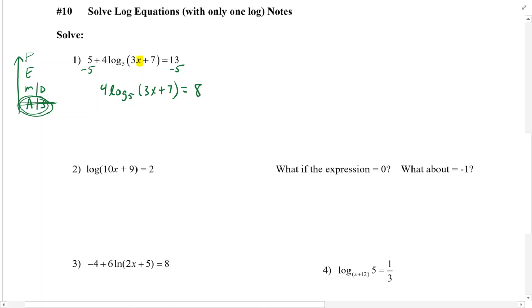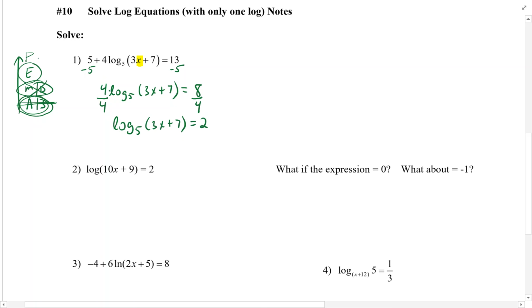Next, let's cross that off. Next we have multiplication and division. We have 4 times that log, so we're going to get rid of that multiplying by 4 by dividing both sides of the equal sign by 4. So 4 over 4 is 1, and then we have log base 5 of 3x plus 7 equals 2. So we're done with that.